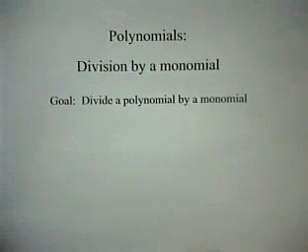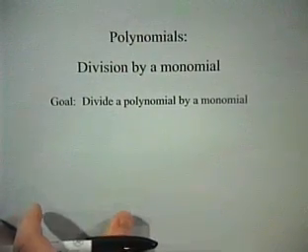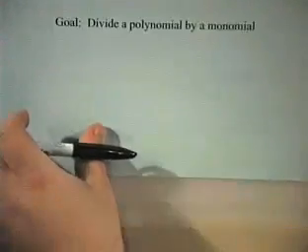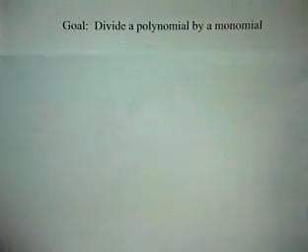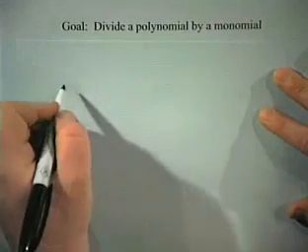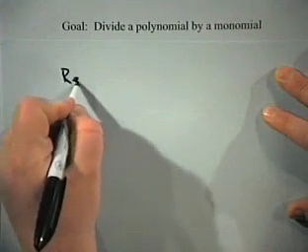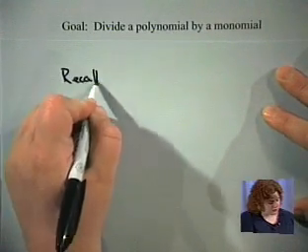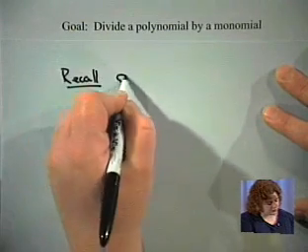We're going to look at some division problems, and we'll start with the division of a polynomial by a monomial, which would be the goal of this segment. Now, of course, I'm going to start out with a little bit of review. Let's recall the product rule and how it works. Not the product rule, the quotient rule.